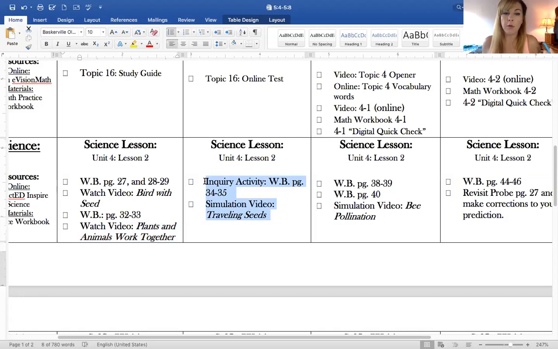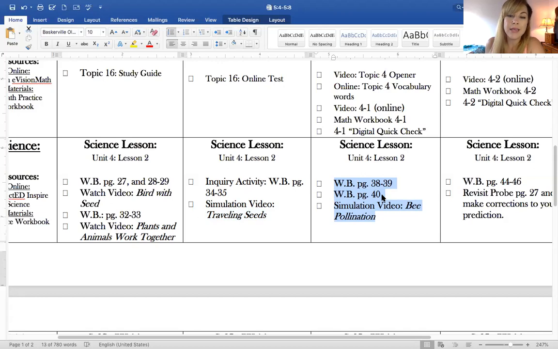On Tuesday, you're going to do the inquiry activity. It's actually going to be workbook page 34 through 35. And then instead of a regular video, it's a simulation video where you guys actually kind of get to play around and push stuff. So you need to go online to complete that video. It's called Traveling Seeds. And it's not a video to watch, it's a video to actually do the activities online.